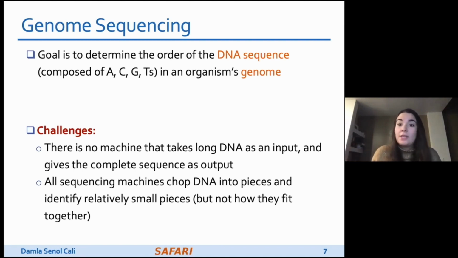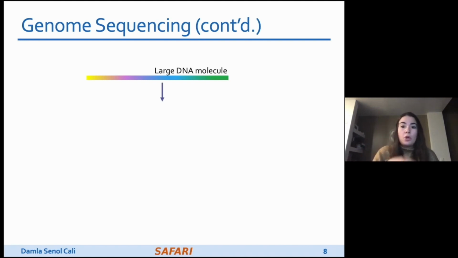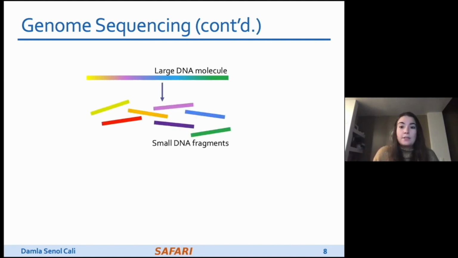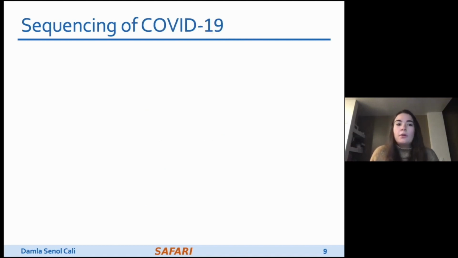We lose that information. To see it with an animation, think about this as a large DNA molecule. And as I said, it can be 3 billion characters for a human genome. And the whole genome cannot be sequenced all at once. So we break it into smaller fragments. And then we sequence each of these smaller fragments, and small pieces of DNA sequences, which are called reads, are generated.